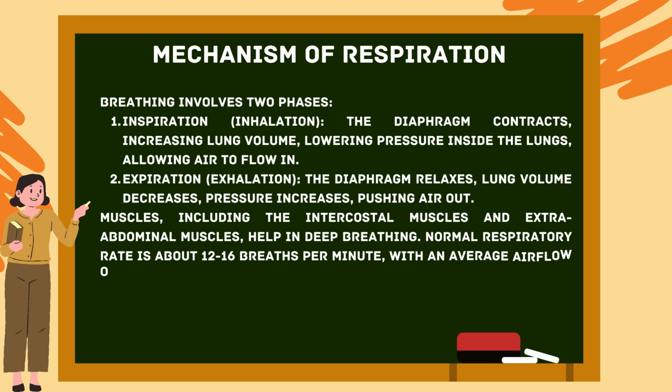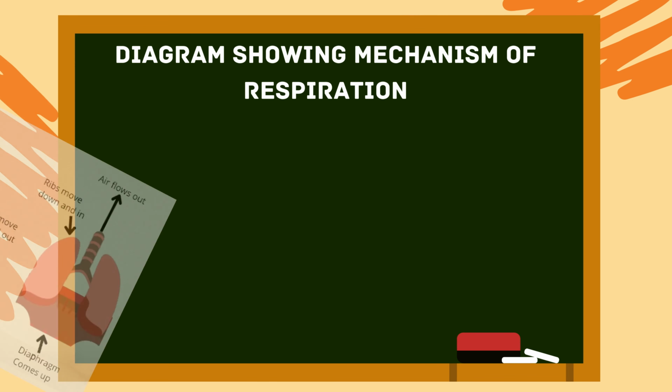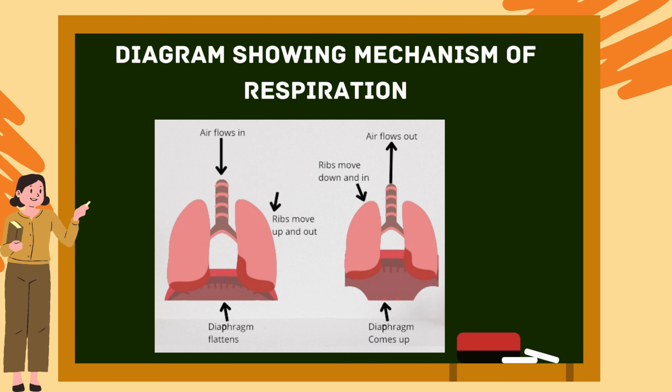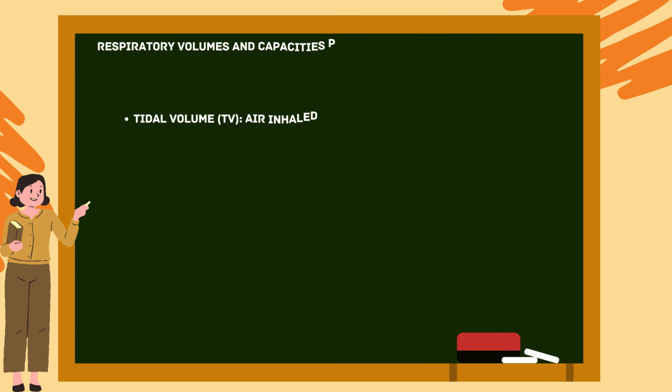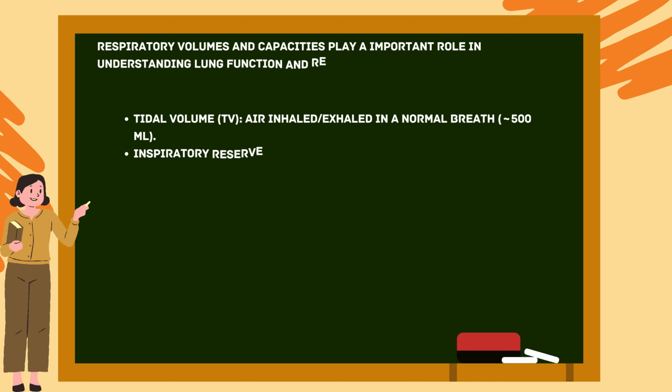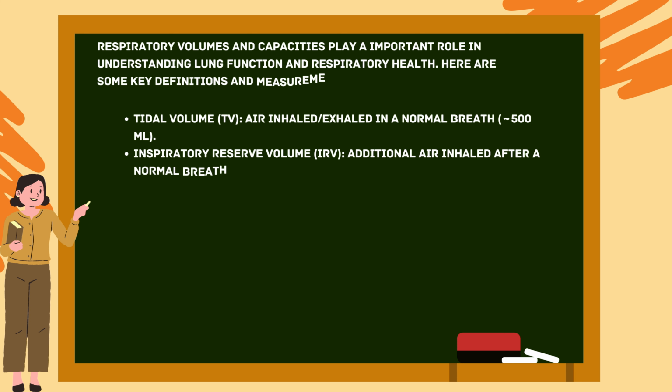Normal respiratory rate is about 12 to 16 breaths per minute, with an average airflow of 10 liters per minute. Diagram showing mechanism of respiration. Respiratory volumes and capacities play an important role in understanding lung function and respiratory health. Here are some key definitions and measurements related to respiratory volumes and capacities.